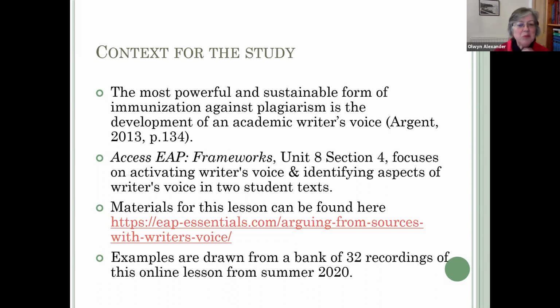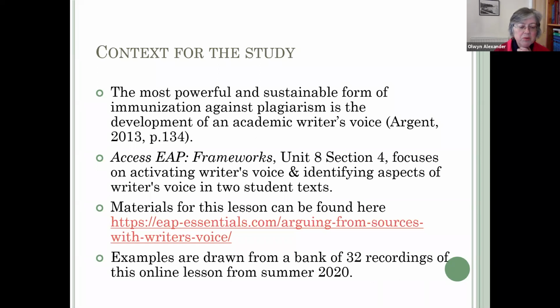But the section that we're looking at in this lesson looks at activating writer's voice, and it has two kinds of aspects to it. There's a procedural aspect, which looks at a framework for the activation of writer's voice, and then an analytical aspect, which looks at two student texts, one with a stronger writer's voice than the other.